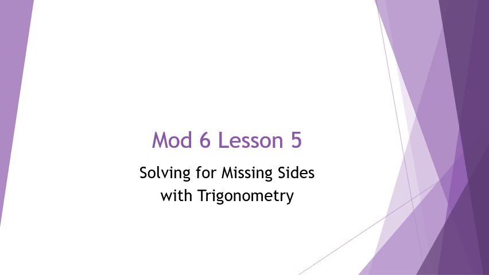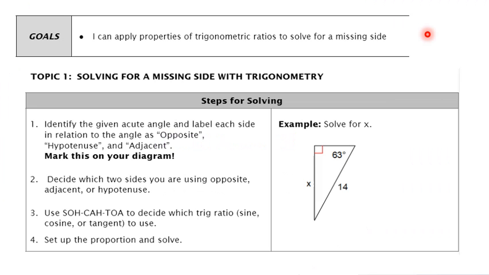This is the video for Mod 6, Lesson 5, Solving for Missing Sides with Trigonometry. The goal of this section is going to be applying our trig ratios we learned from the previous section to solve for a missing side.